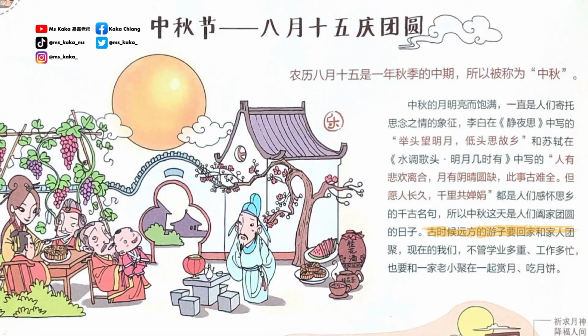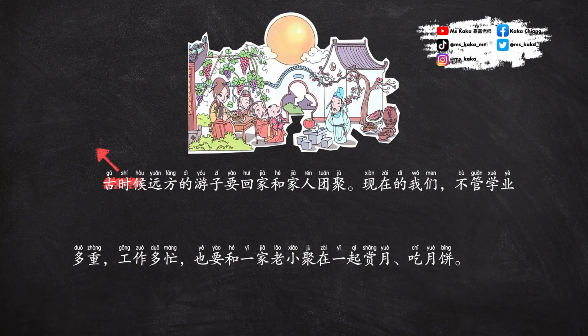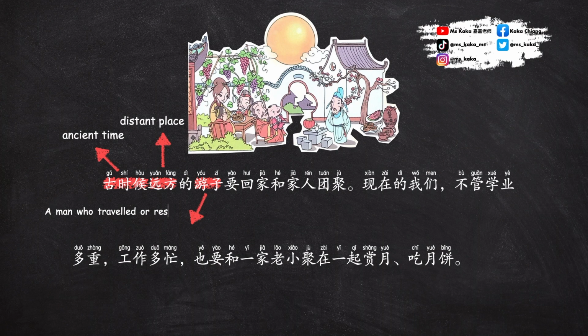Back to the reading. 古时候，远方的游子要回家和家人团聚。现在的我们，不管学业多重，工作多忙，也要和一家老小聚在一起赏月、吃月饼。古时候 ancient time. 远方 the distant places. 游子 a man who traveled or resided in a place far away from home. While 团聚 means to reunite. So it tells that in the ancient time, a man who traveled or resided in a place far away from home would return home for family reunion.